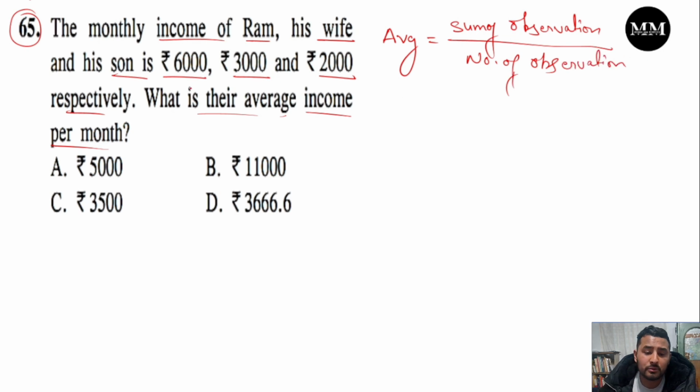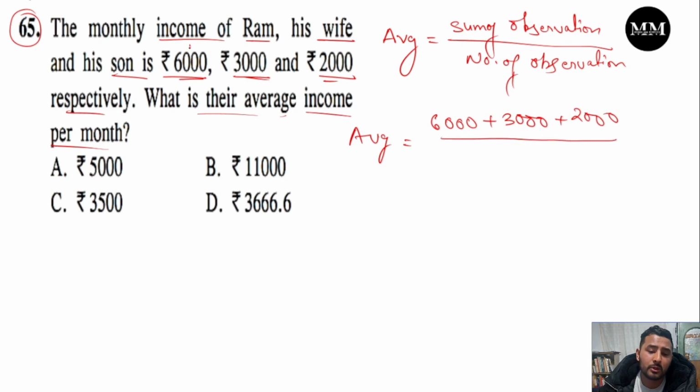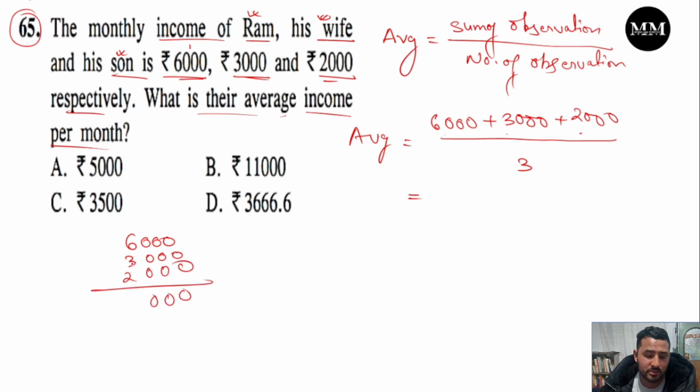Here the sum of observations will be which one? These three are observations. So the average will be 6,000 plus 3,000 plus 2,000, divided by the number of observations. How many? Ram is 1, his wife 2, then his son, a total of 3. Divide by 3. Okay, so add this one: 6 plus 3 is 9 plus 2 is 11, so 11,000 total. So 11,000 divided by 3.